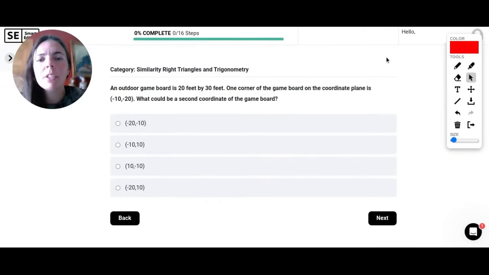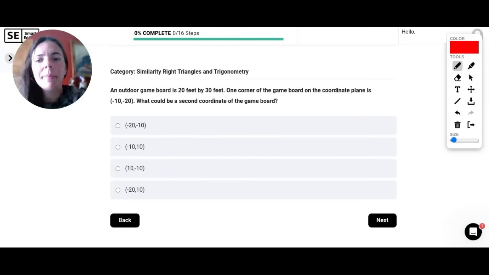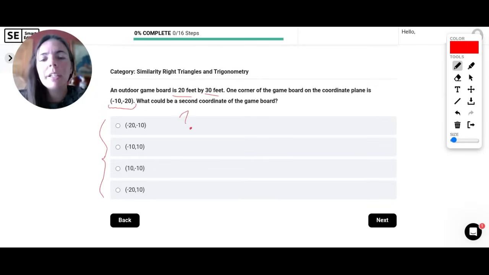An outdoor game board is 20 feet by 30 feet. One corner of the game board on the coordinate plane is -10, -20. What could be the second coordinate of the game board? So we need to look at this coordinate here, and the one that is correct of all of our options will either be 20 or 30 units away from that. So -10, -20. If I go to -20, -10, I'd have to graph this and then find the distance. So I'm going to leave a question mark here because I think there might be a quicker way to look at some of these other ones.